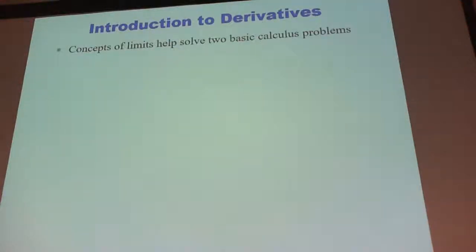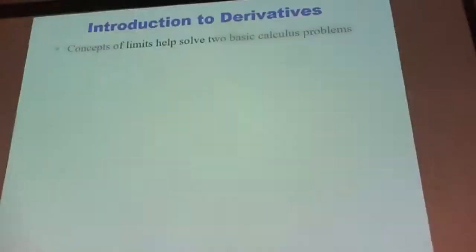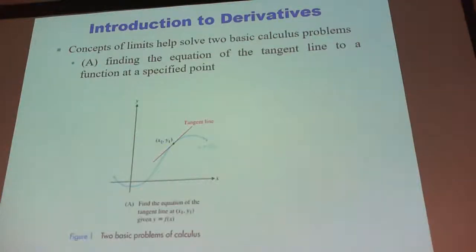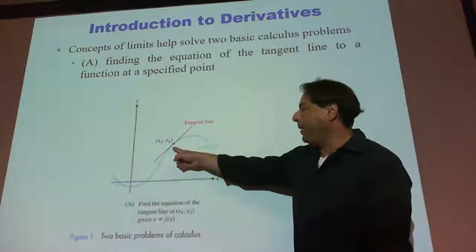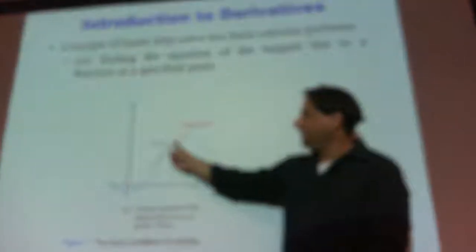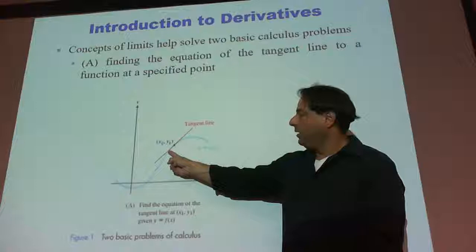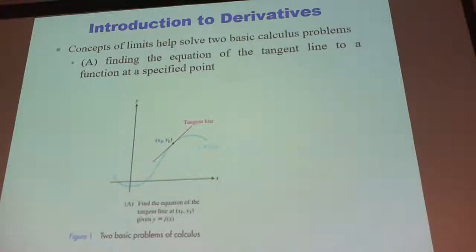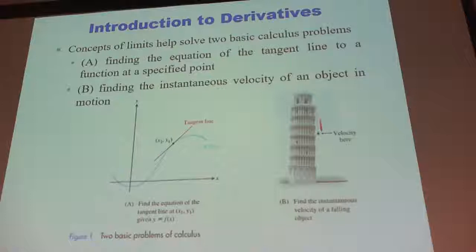Okay? So the concept of limits helps solve two basic calculus problems. Finding the equation of a tangent line to a function at a specific point. So if I had a graph and I pick a point on it, I can find the slope of that line by doing a derivative. That's one. Not going to be a major thing for us because slope of the tangent line was great and all, but we're trying to apply it. So what we're going to focus more on is part B.